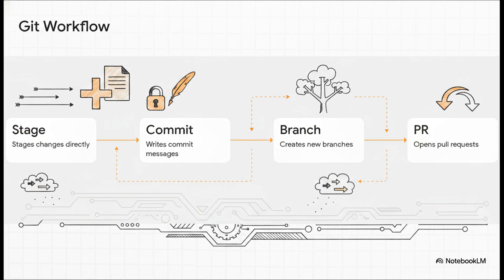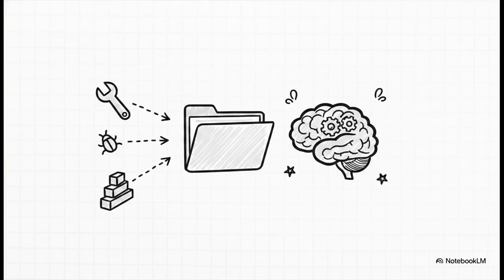It works natively with Git. It'll automatically stage your changes, write a descriptive commit message based on the actual context of the fix, create a new branch, and genuinely open the pull request for you. It handles that whole commit workflow from start to finish without you needing to jump in and manually type out a dozen Git commands.